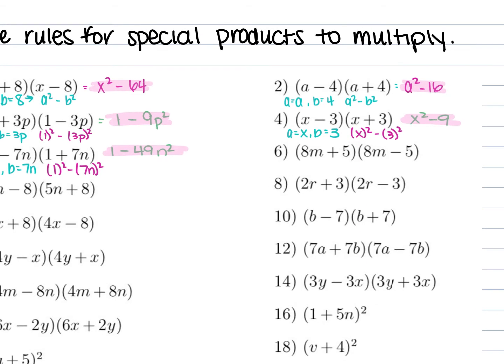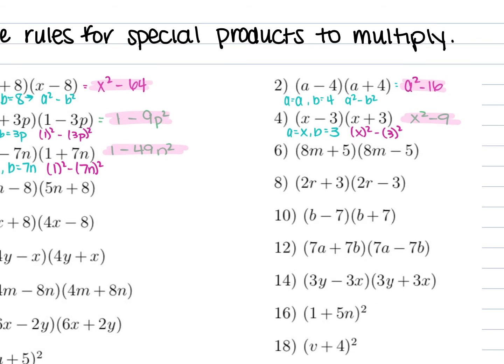For number 6, we have 8m plus 5 times 8m minus 5. So your a in this case is the 8m, your b is the 5. So we're going to do 8m to the second power minus 5 to the second power. So it's going to give us 64m squared minus 25.